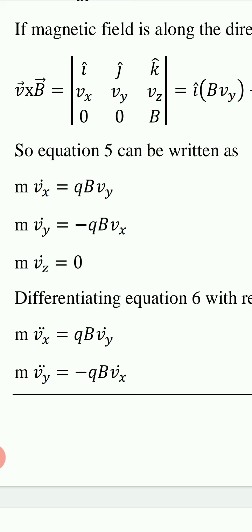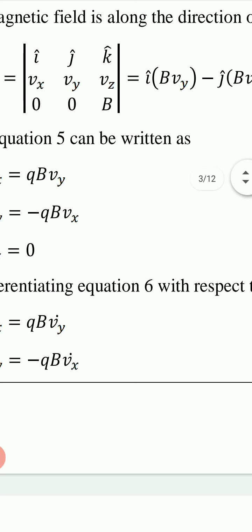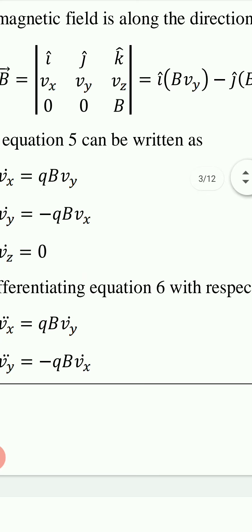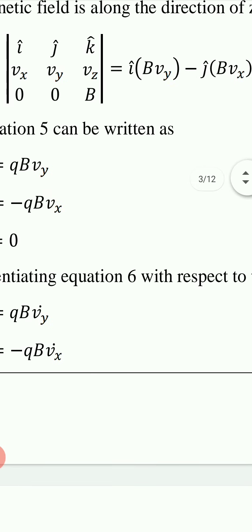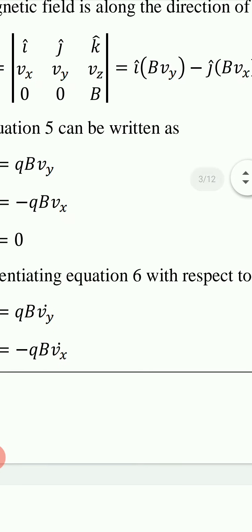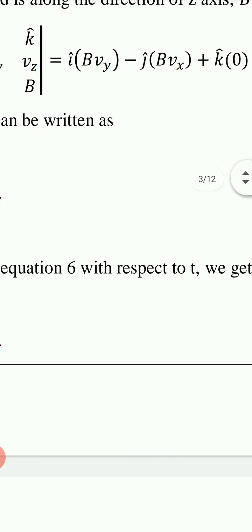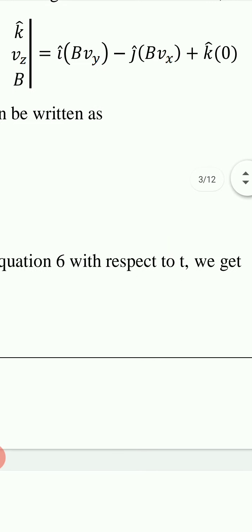So we write b in the third column. X and y components are 0, only there is a z component, and the value of that z component is b. If we solve this determinant, it comes out to be equal to i cap b vy minus j cap b vx plus k cap 0.